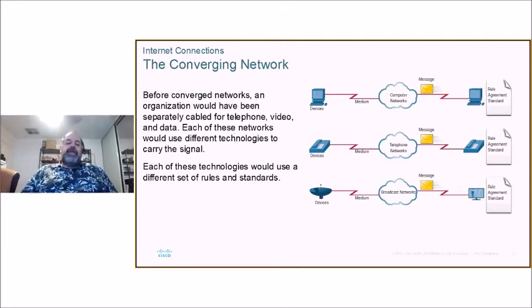And so now the converged network is getting all of those 3 to run on the computer network. Most of us probably use VoIP phones if you've got a home phone, and video, of course, runs over data networks pretty well as well. And so it's not a big job, and then you only have one network to maintain and one set of humans to maintain it.